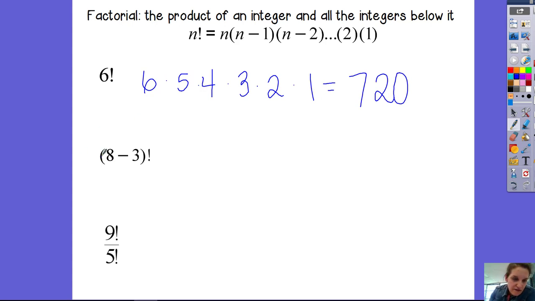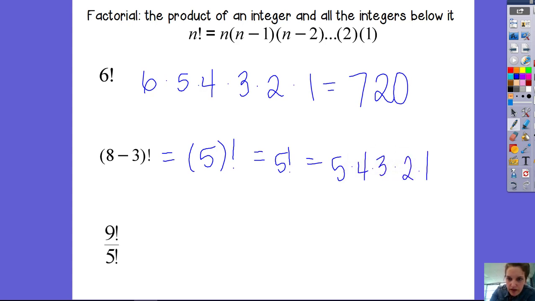What if I said find the factorial of 8 minus 3? Well, 8 minus 3 is 5. You can simplify what's inside those parentheses. So this is just now 5 factorial, which is 5 times 4 times 3 times 2 times 1, which is 120. Now, dividing factorials is a little unique because there's something special that happens.